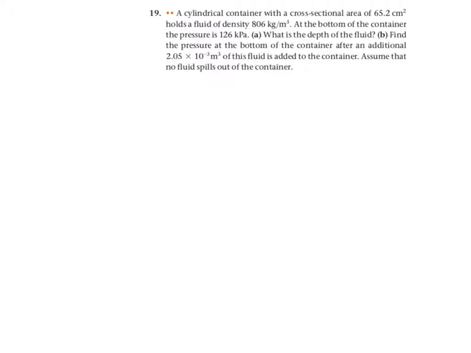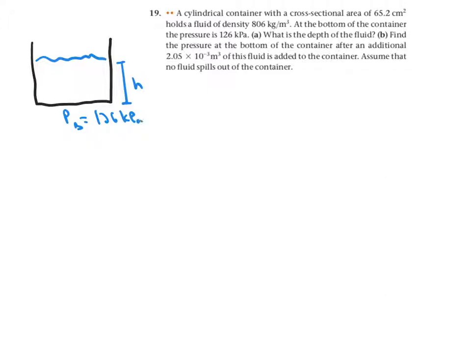So there's an implicit assumption they've made that we're going to stick with, which is that the container is open to the atmosphere at the top. So whatever this fluid is, at some depth h, we have a pressure at the bottom which is 126 kilopascals, and a pressure at the top which is 101 kilopascals, which is atmospheric pressure, and then we have a fluid inside. We can fall back on the basic principle that the change in pressure from the top to the bottom is rho g h.